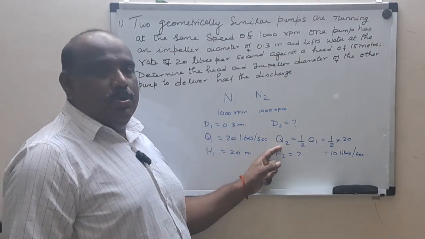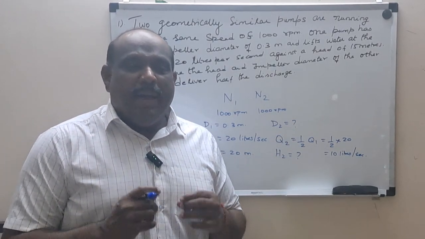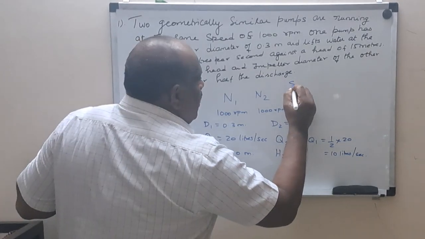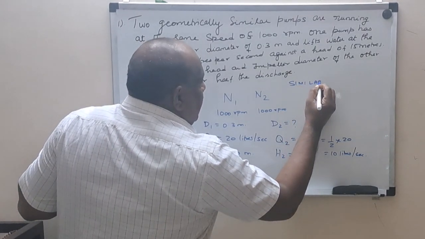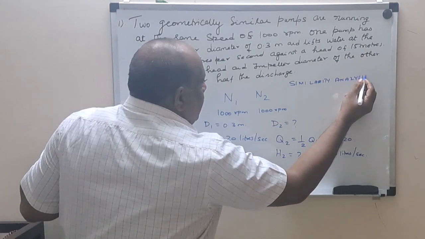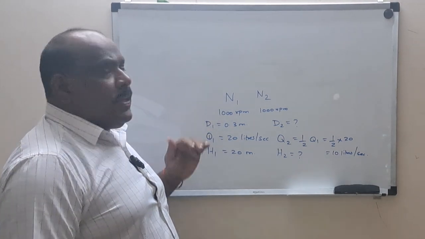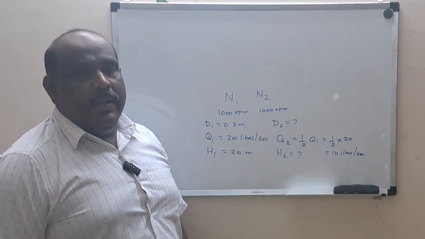So we can see they are given N1, N2, D1, Q1, H1. They are given Q2 also. We want to find D2 and H2. By means of which analysis? By means of similarity analysis. Okay. Let us continue further. These are the data given and D2 and H2 are the things asked.